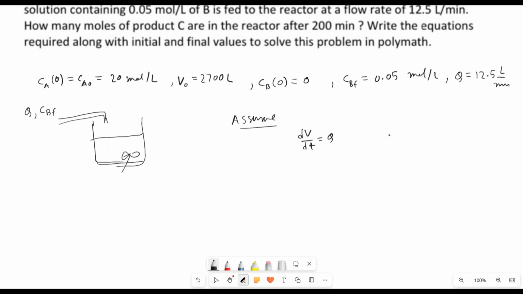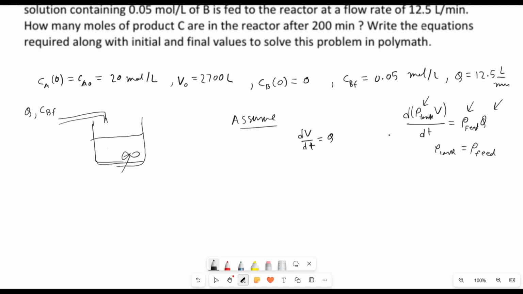Suppose this density and this density are different, then the mass balance will be like this: d of rho in the tank into V divided by dt is equal to rho feed into Q. This will be the actual mass balance, but I will be assuming the density in the tank and the density in the feed are the same, because this is a liquid phase. If you consider density variation, then many other parameters are also required. In most cases, liquid phase densities in the reacting system are nearly the same, because sudden density change will create issues. So density tank is equal to density feed.